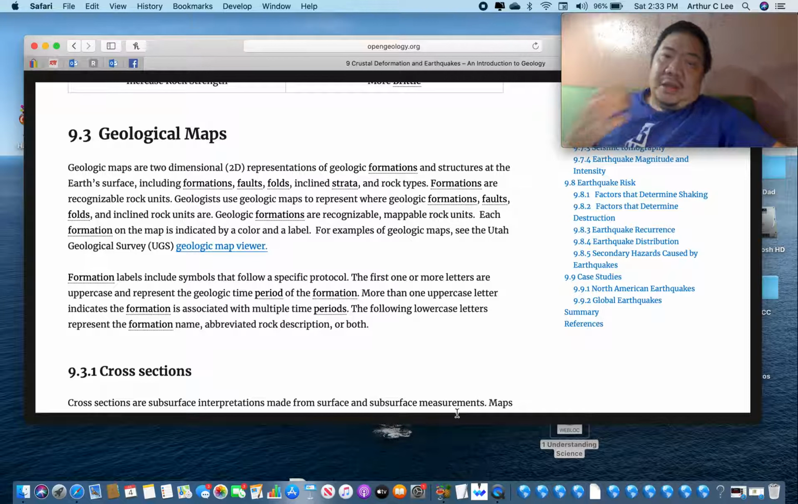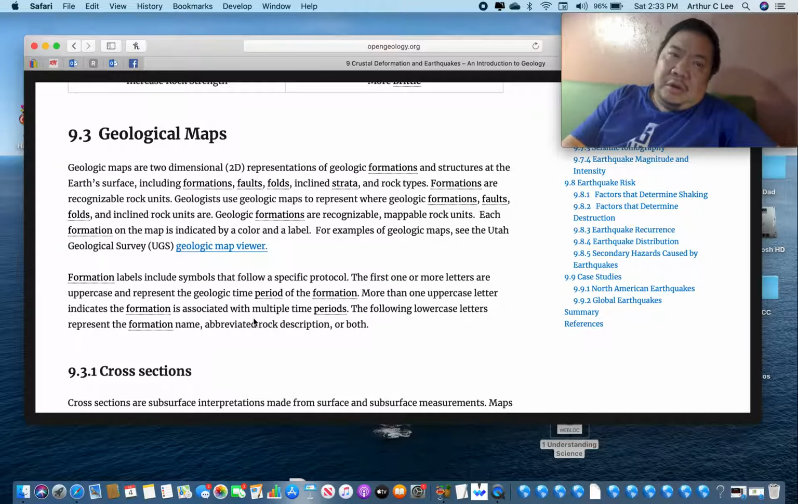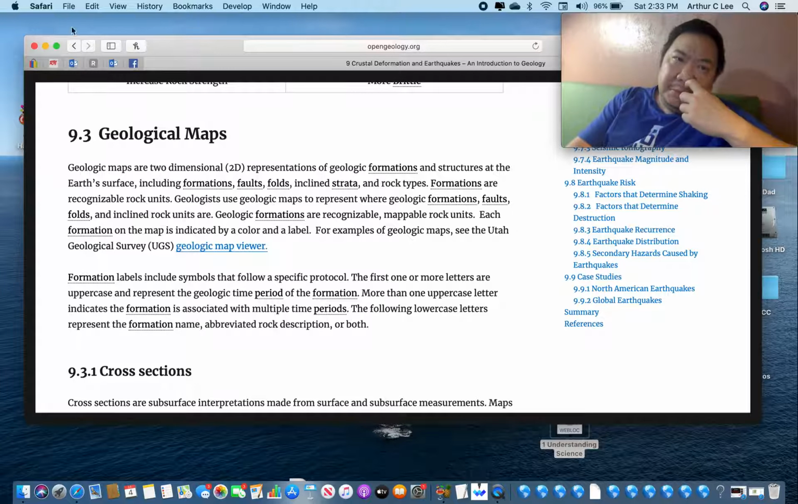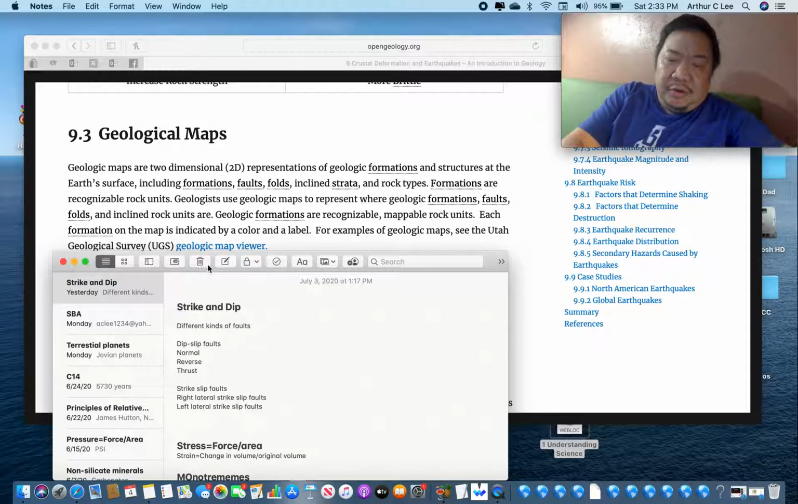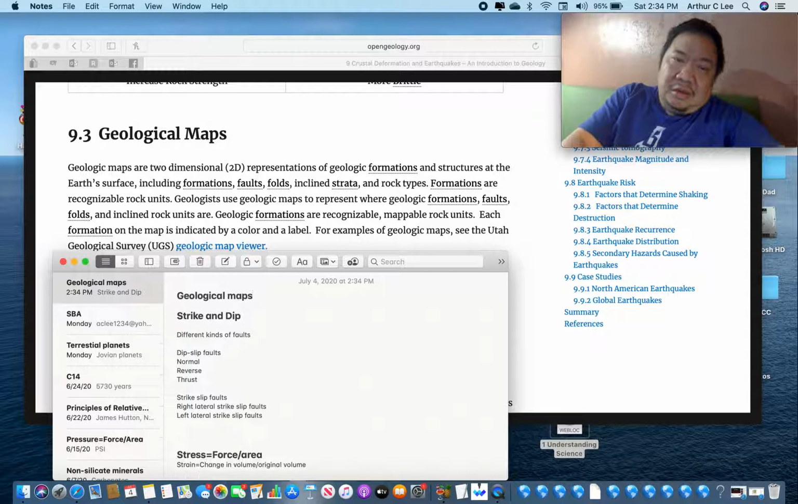Next thing we're going to talk about is geologic maps. And soon we're going to have labs on maps. And there's two kinds of maps we're going to look at in physical geology. We're going to look at geological maps and topographic maps.